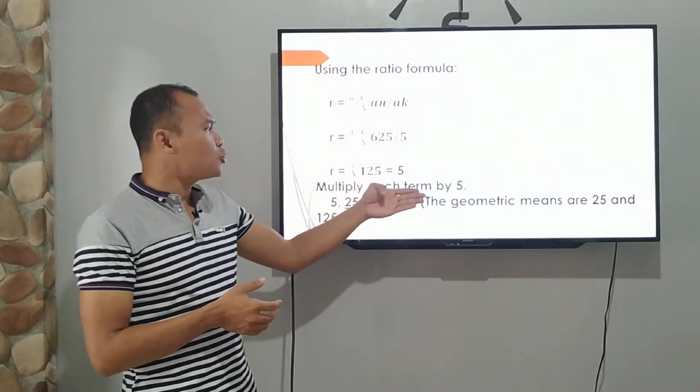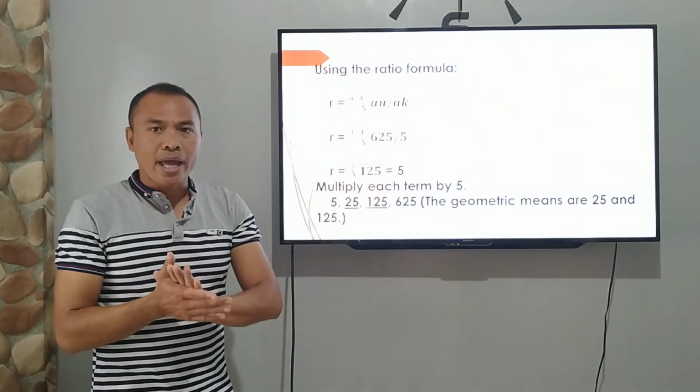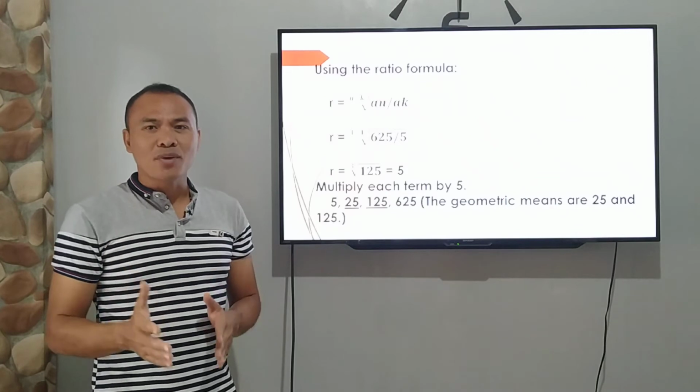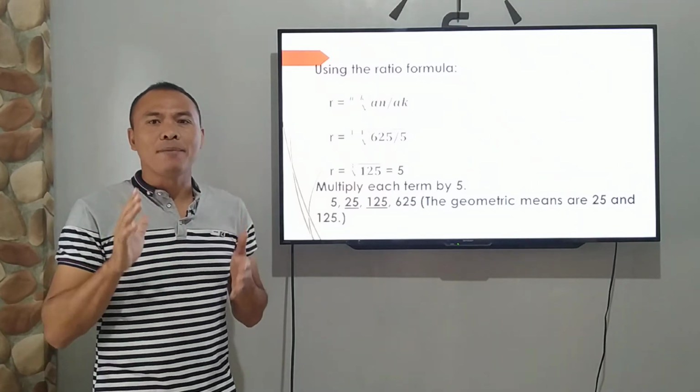So, multiply each term by 5. So, multiply natin, 5 times 5 is 25. Times 5 is 125. So, our middle terms or the means are 25 and 125.